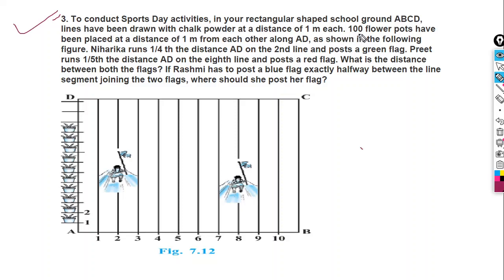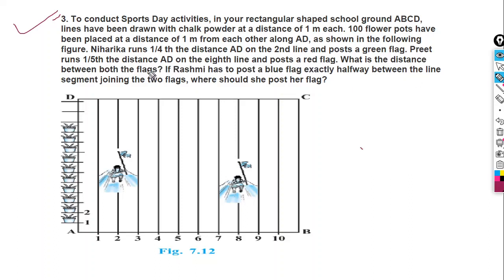So, 100 flower pots have been placed at a distance of 1 meter from each other along AD. As shown in the following figure, Niharika runs 1 by 4th the distance AD on the second line and posts a green flag. Preet runs 1 by 5th of the distance AD on the 8th line and posts a red flag. What is the distance between both the flags?